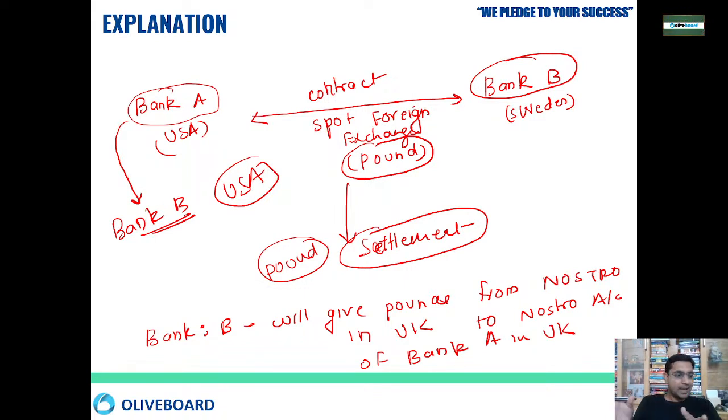So what will happen? The money is not going anywhere. Money is there only in the same country, so there is no currency risk. कोई भी करेंसी रिस्क नहीं रहा वहां पर, बस नोस्ट्रो अकाउंट में उस समय का पैसा ट्रांसफर कर दिया. There is no conversion of dollars to pounds, pounds to dollars, not like that.